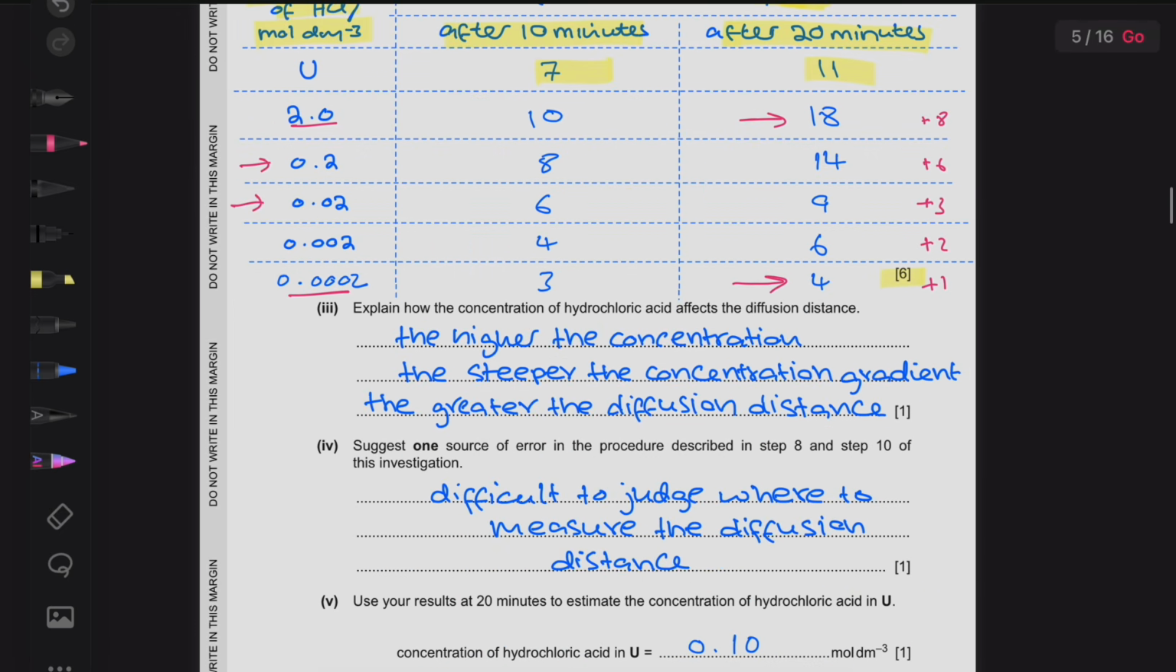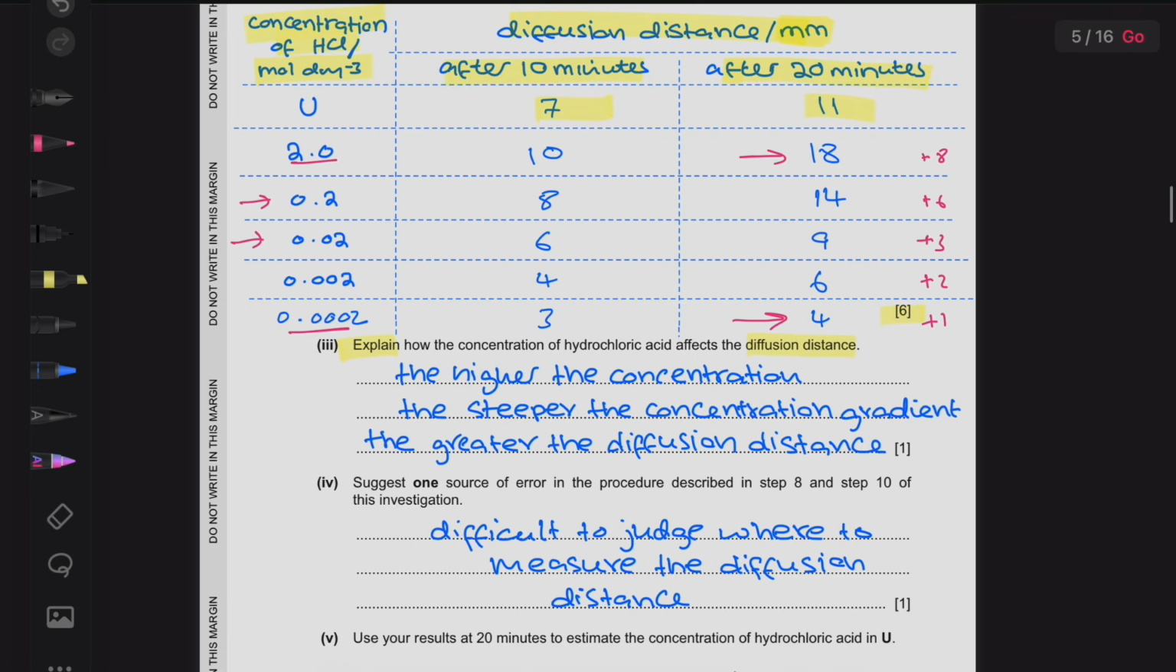Okay? If we move on, it tells us to explain how the concentration of hydrochloric acid affects diffusion distance. Well, just by taking a look at our table, as the concentration increases, the diffusion distance increases as well. But we are told to explain, so that's not enough. So really, the higher the concentration, the steeper the concentration gradient is, because obviously particles move from a region of higher concentration to a lower concentration. The more concentrated an area is, the steeper the gradient that it goes down.